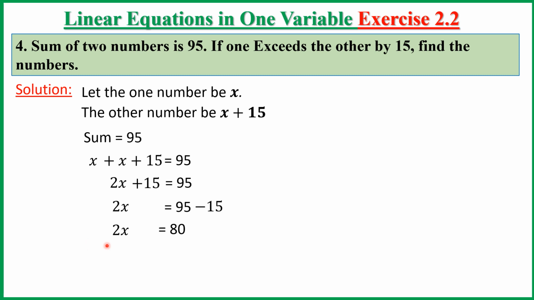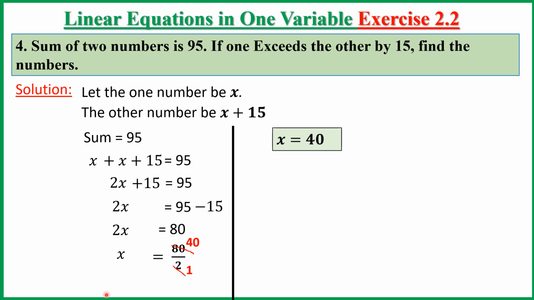Again, our next step, we have to solve for this x. Here 2 is multiplied with x. So when we transpose, it becomes division. Right. So x is equal to 80 by 2. So we can simplify this. 1 times is 2 and 40 times is 80. So our x is equal to 40 by 1, which is again 40. So x is equal to 40. Okay, we have found the value of one number, that is 40.